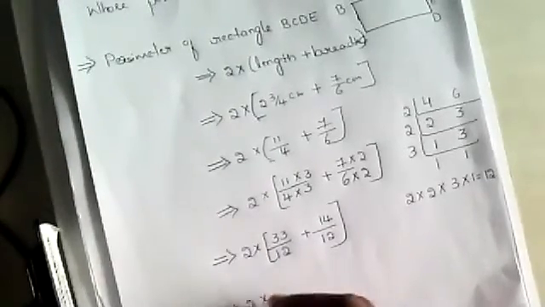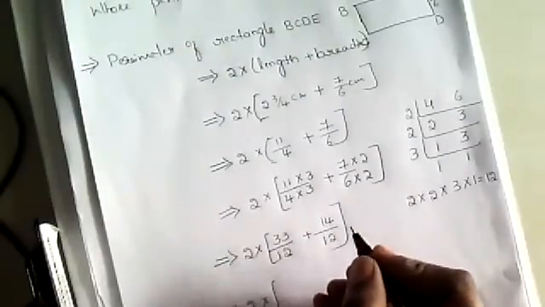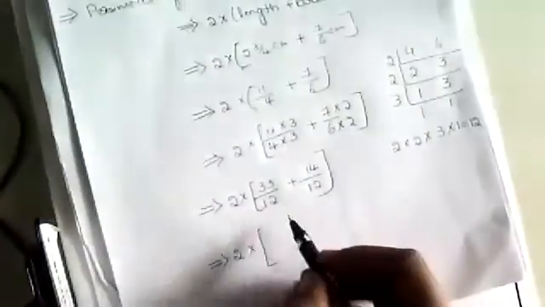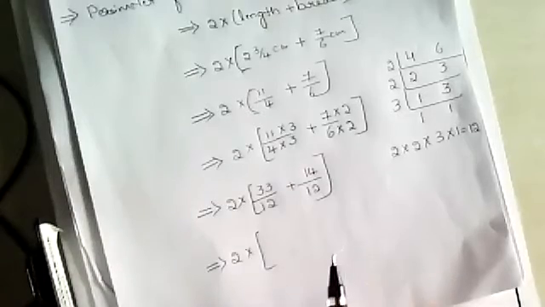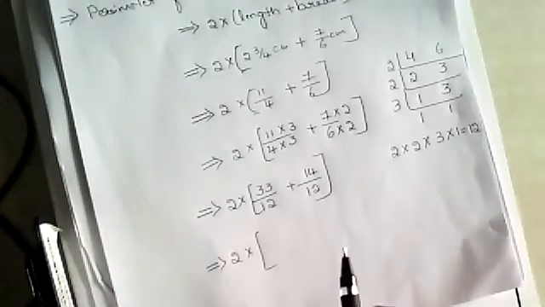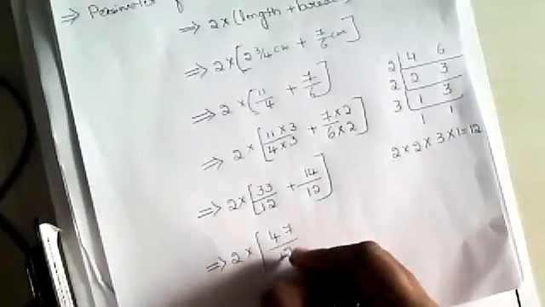Now 2 into 33 plus 14 we have to add. See here, only numerators we have to add, denominators we have to keep as it is. So 33 plus 14: 33 plus 10 is 43, 43 plus 4 is 47, correct? 47 upon 12.